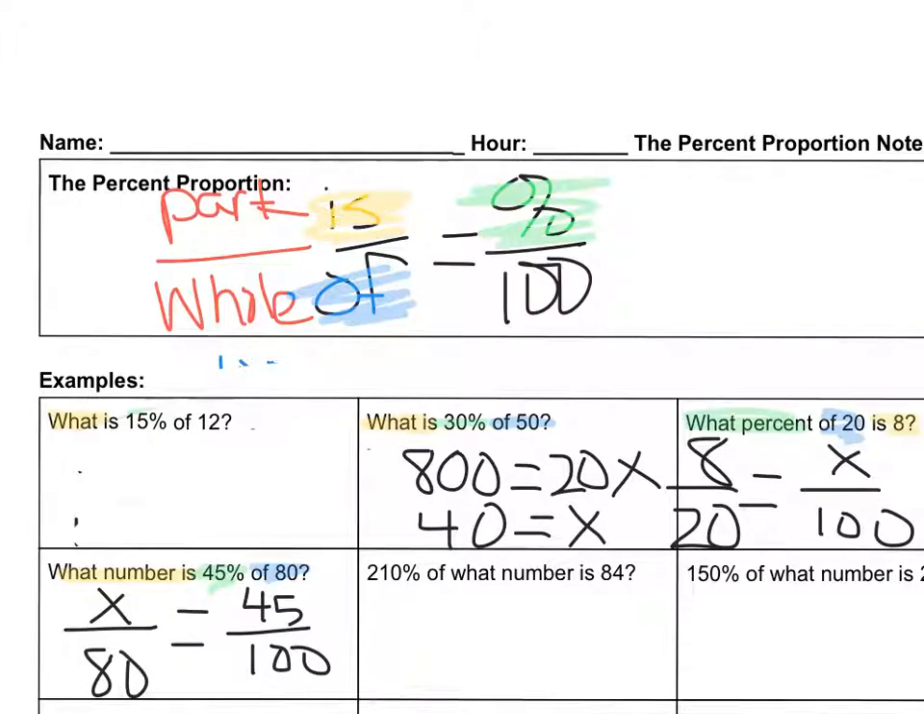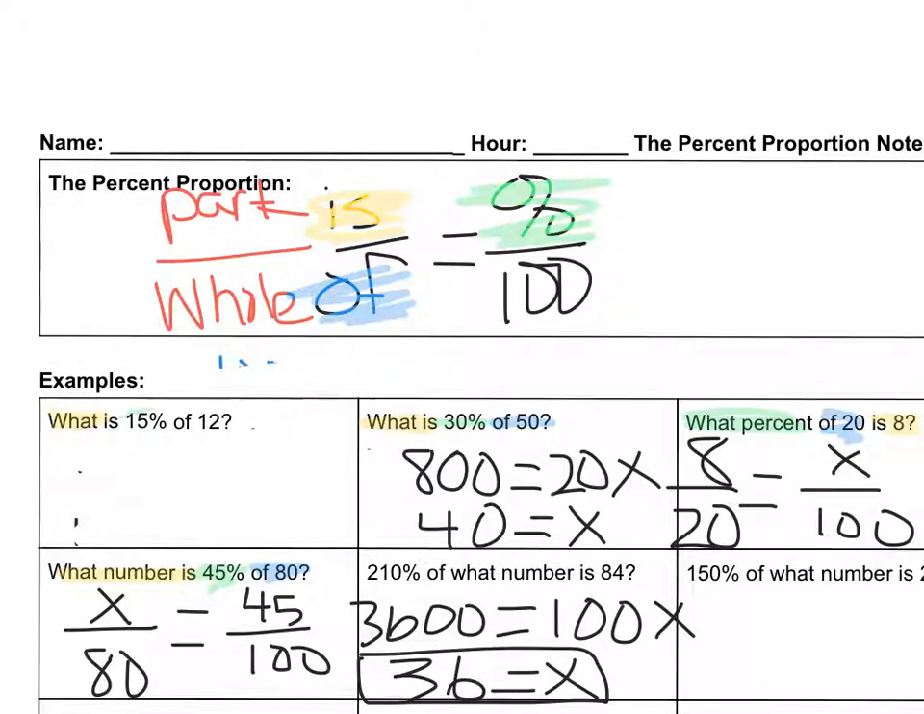Okay, just to check to make sure you got the same proportion, I've got x over 80 equals 45 over 100. Now go ahead and solve it. All right, and hopefully we got the same answer. So when we cross multiplied, we got 3600 equals 100x, and then we got x equals 36. Okay, great job. Let's go ahead and try the next one.